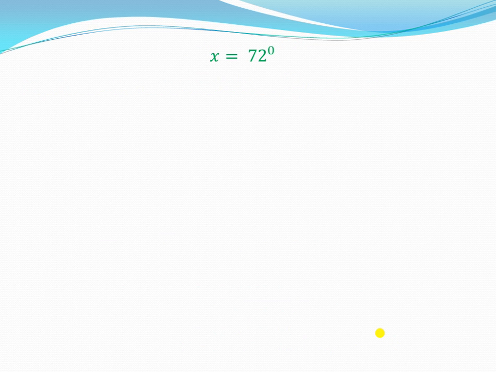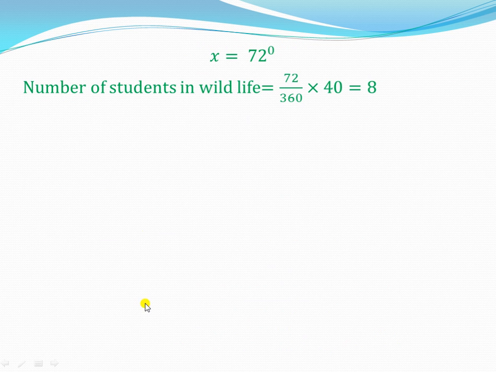So if we already have the value of x as 72 degrees, now for us to get the number of students in wildlife, you simply get 72, which represents the wildlife sector, divide by the total, then multiply by the total number of students. Remember, in the question, the number of students was 40. So we simply get 72 out of 360 multiplied by 40. And that gives us 8.